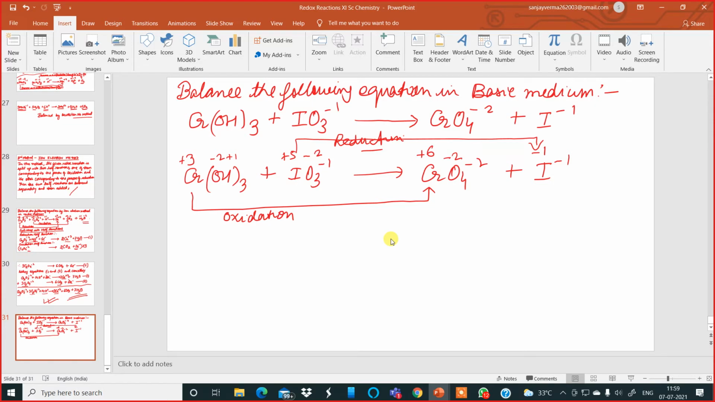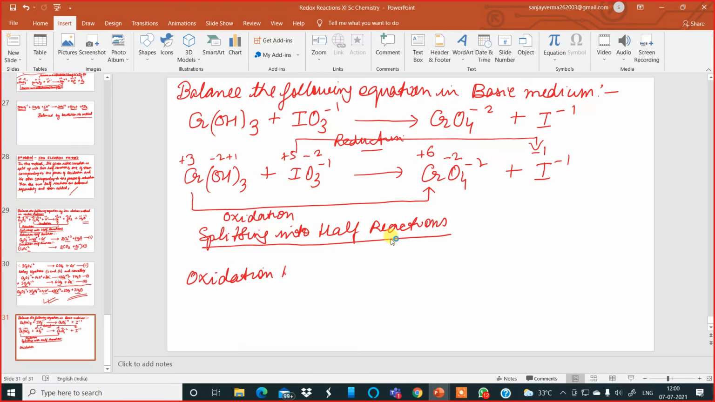So I'll split the reaction into two half reactions. Splitting into half reactions, I will get first the oxidation half reaction. I will write the oxidation half reaction and balance it immediately. Okay, so the oxidation half reaction is this one.